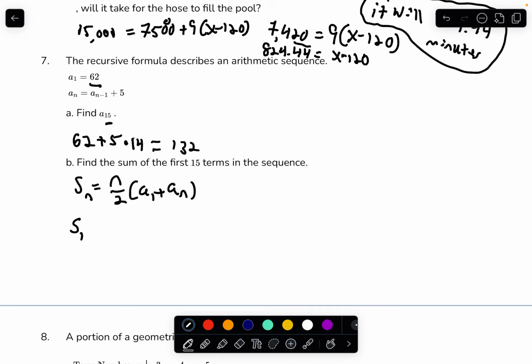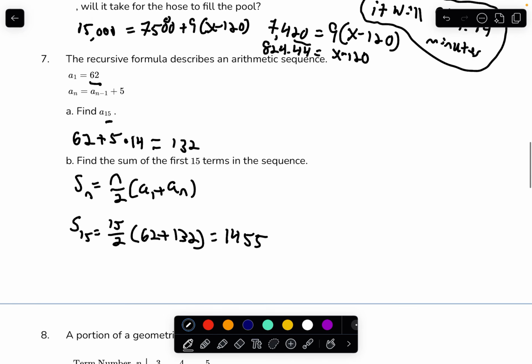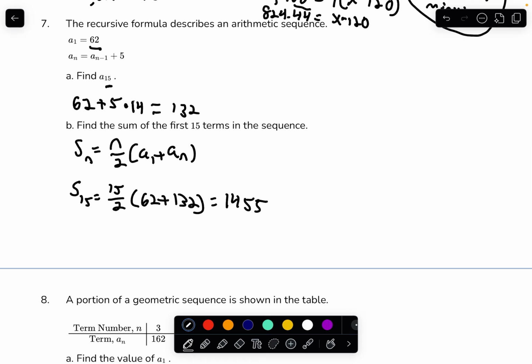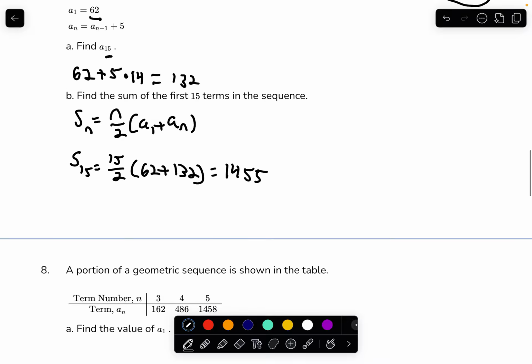So for this, S of 15 would equal 15 over 2 times a1, which is 62, plus 132. You type that into your calculator, and it'll spit out 1,455. So that's the sum of the first 15. The other option would be to list all 15 terms, 62, 67, 72, adding 5 each time, and then add them all up. You'll also get 1,455 if you are careful and do it correctly. This is just quicker.